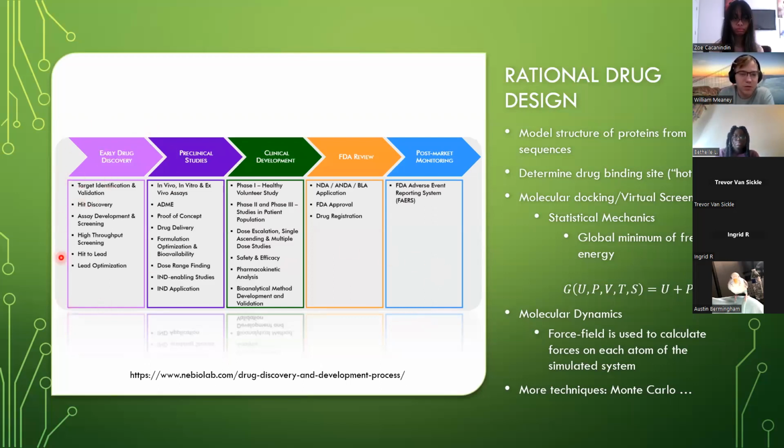That highlights the key concepts of rational drug design, where everything I talked about is literally here and here. Then you have all the clinical trials, then you have to go through a huge FDA review process, and then you have to continue monitoring the effects of the drugs many years after.